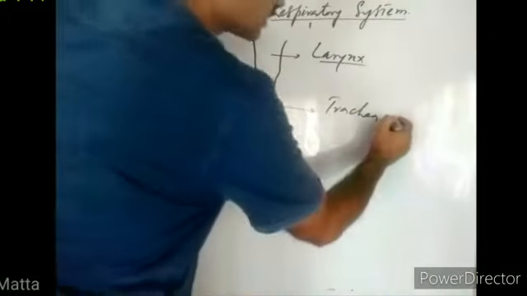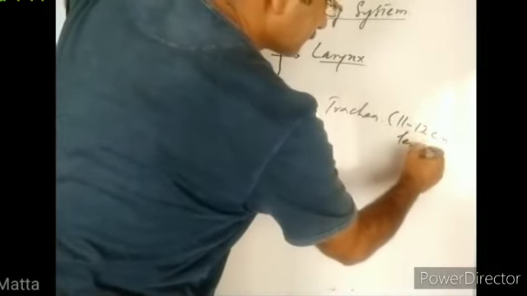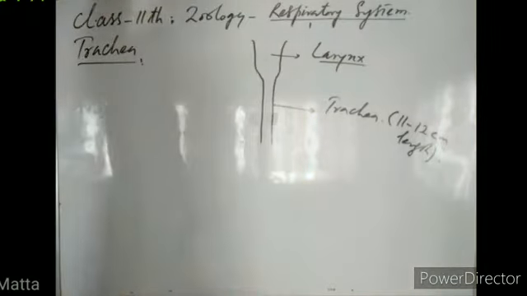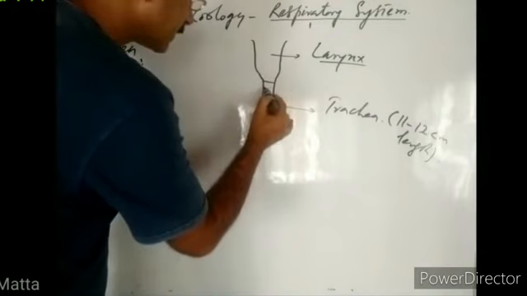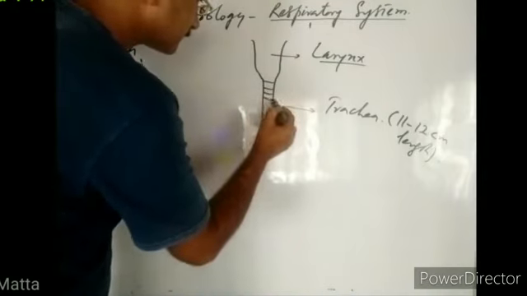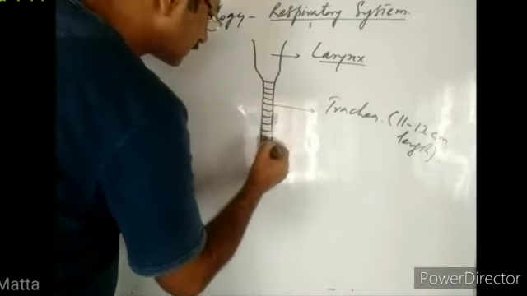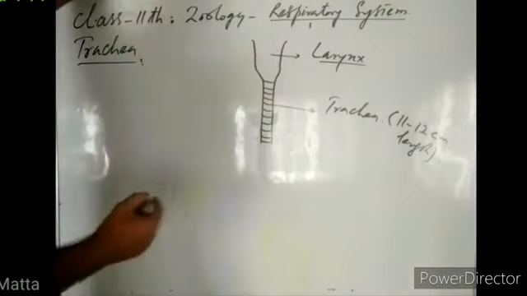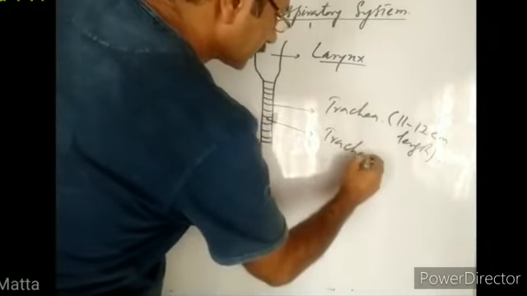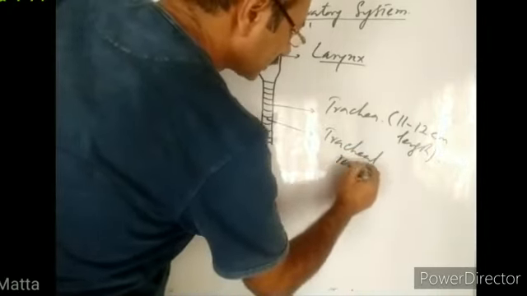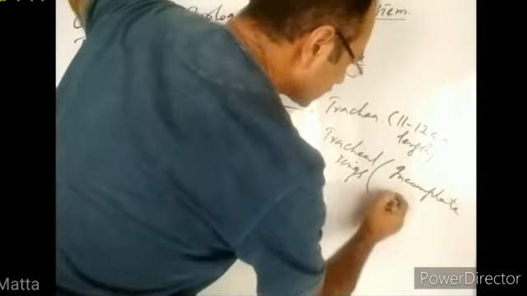This trachea measures some 11 to 12 centimeters in length. It is provided with incomplete C-shaped cartilaginous rings. These cartilaginous rings, which support the trachea, are known as tracheal rings. They are incomplete C-shaped cartilaginous rings.